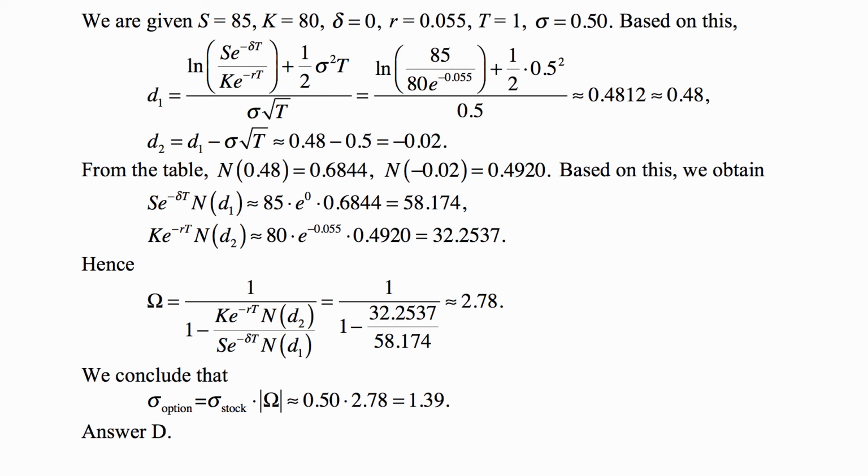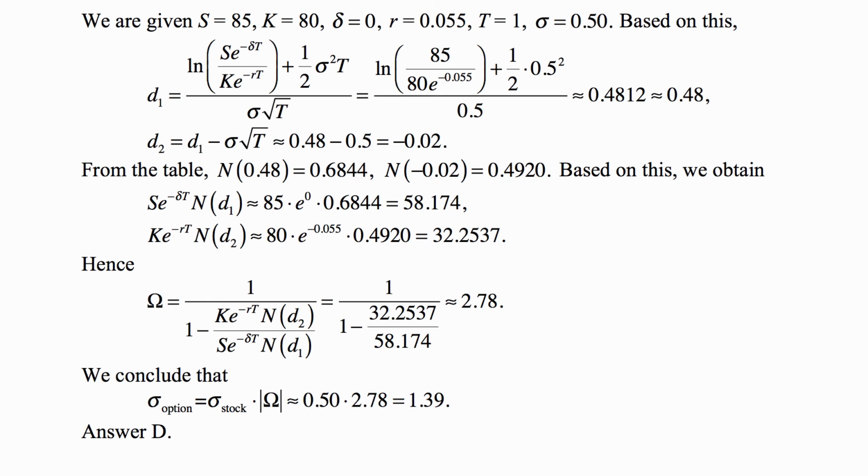And then the present value of the exercise price times N of d2 is approximately 80 times e to the minus 0.055. Remember, it's 1 year till expiration, so we just use the risk-free rate in here, continuously compounded, of course. That's a standard assumption on this test. Times 0.4920, and that comes out to be 32.2537. So the elasticity that we're looking for is 1 over 1 minus 32.2537 divided by 58.174, and comes out to be 2.78.